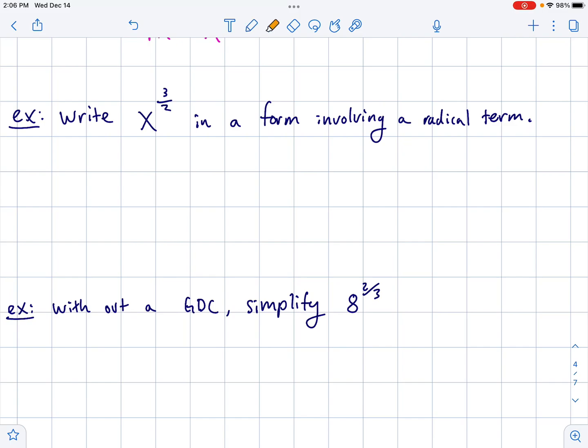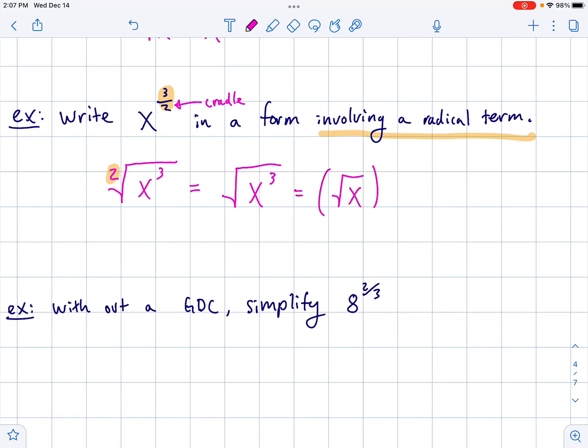Next example, write x to the 3/2 in a form involving a radical term. If it's to involve a radical term, that means we need to take the fractional exponent and turn it into a radical. Remember that this is your root that goes in the index. So that means we do the square root of x to the 3rd, but you don't really need to write a 2 when it comes to square roots. It's just implied if you leave it like this.